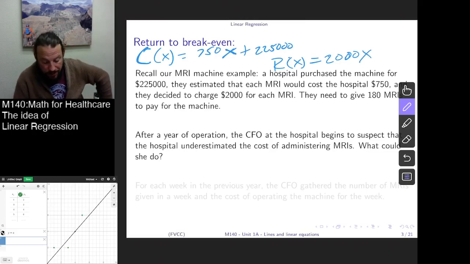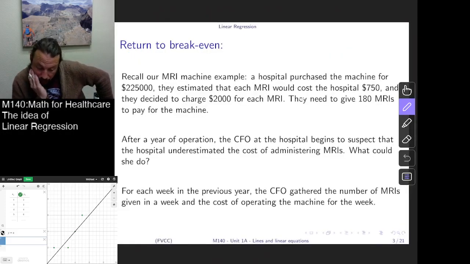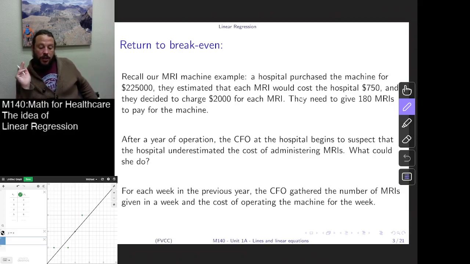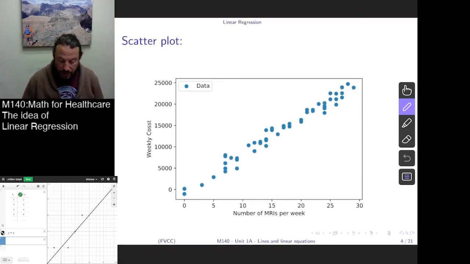Now, the problem is, after a year of operation, the CFO of the hospital begins to suspect that the hospital underestimated the cost of administering MRIs. So she's wondering what to do. What she did is, for each week in the previous year, the CFO gathered the number of MRIs given in a week and the cost of operating the machine for a week. And this is what that data looked like.